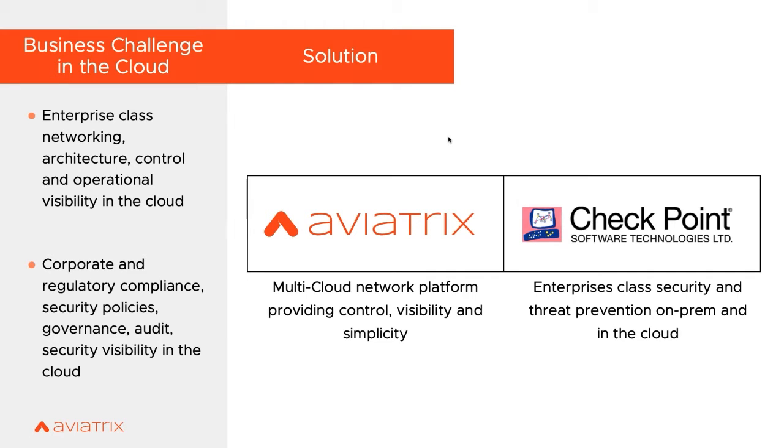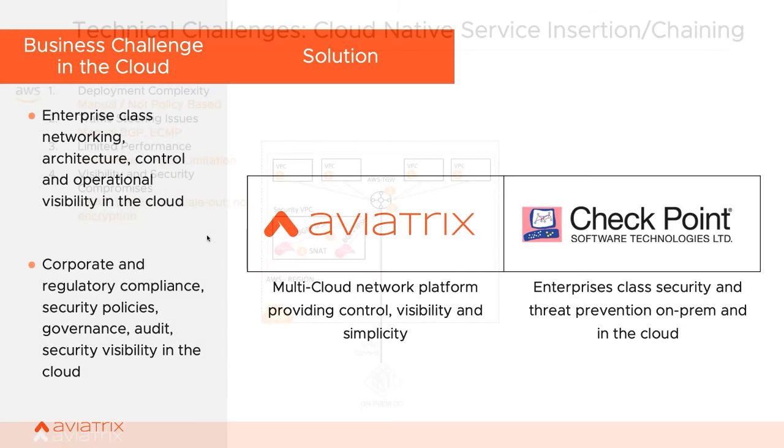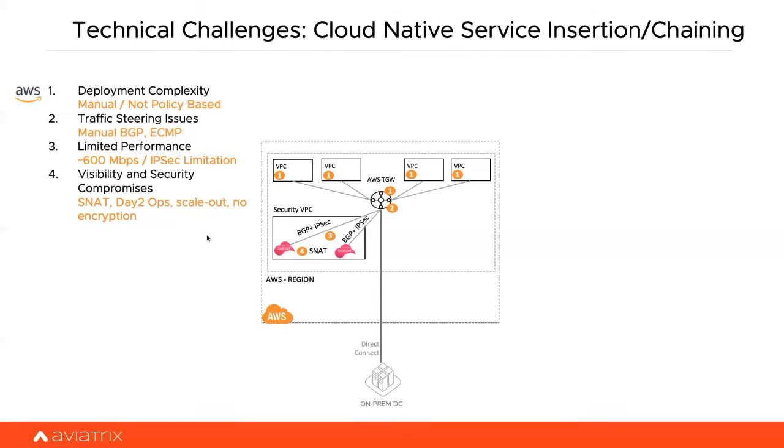So Aviatrix is providing the multi-cloud networking platform with proper control and visibility that an enterprise needs. And then Checkpoint comes in with their enterprise class security and threat prevention, not only for the on-prem, but in the cloud world as well. So you should look at this as one single solution, and with the vendors on our side, you can rest assured you have the full team here providing you the single cohesive solution to solve those business challenges.